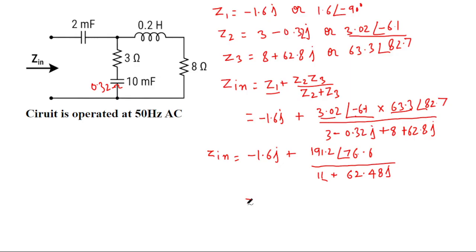So the value of this one will become minus 1.6J plus 191.2 at angle 76.6 divided by. So I have this, you can do it very easily by calculating in your scientific calculator. Just press the polar and then give these values of x and y. So it will give you the magnitude as well as the angle. So I have already calculated it here.